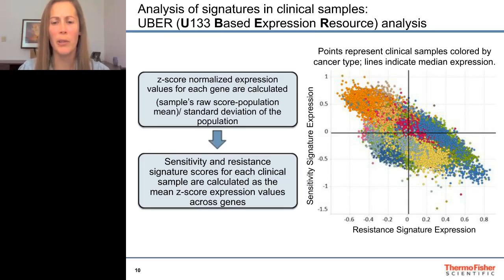So what I hope you can appreciate from this is that we can very quickly, just by using this analysis, focus in on, for example, the upper left-hand portion or the upper left quadrant of this figure. And let me see if I can highlight this. This quadrant is what we would describe as clinical samples having favorable signature expression. And what I mean by that is that they have high sensitivity signature expression and low resistance signature expression.